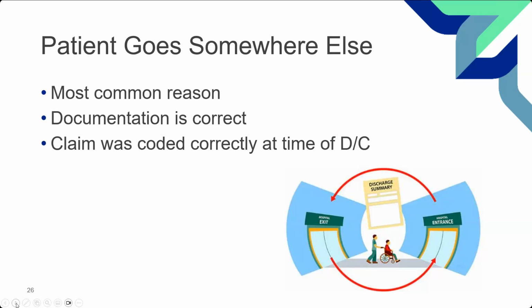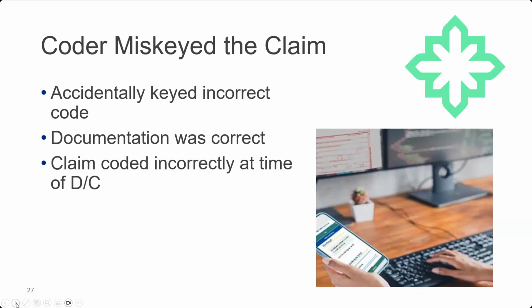So on the next slide, the next error that I want to talk about is a miskeyed claim or fat-fingered claim. This is the next most common reason. It's simply coded incorrectly by the coder.